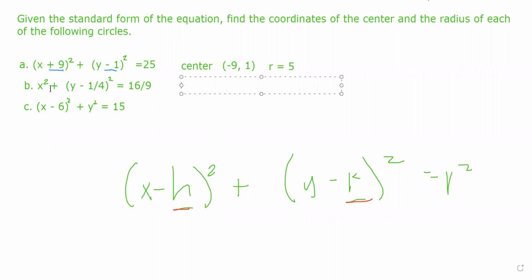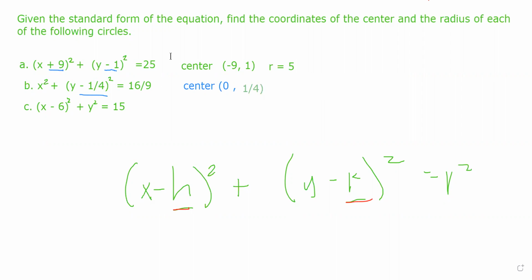For our second example, here we don't have groupings. It is just simply x². So for the value of h, we don't have the value of h, so that means it is 0. And then for the value of k, this is −1/4. So it will become positive 1/4, or simply 1/4. So that is a shortcut.